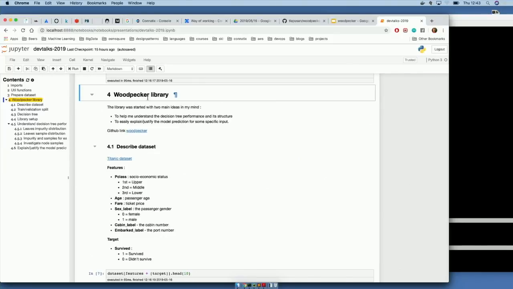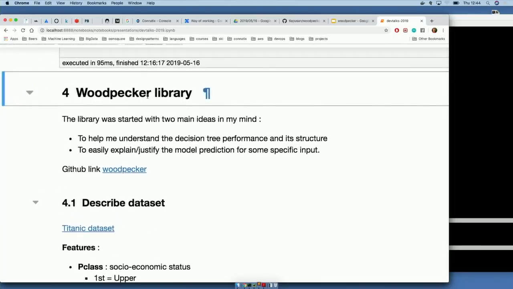Like any machine learning model, we need a dataset to work on. In this case, I chose the Titanic dataset. It's a very well-known dataset. It's small but interesting.